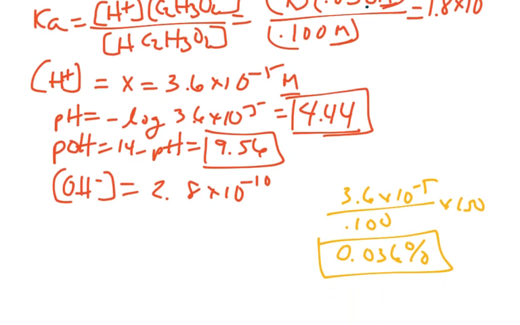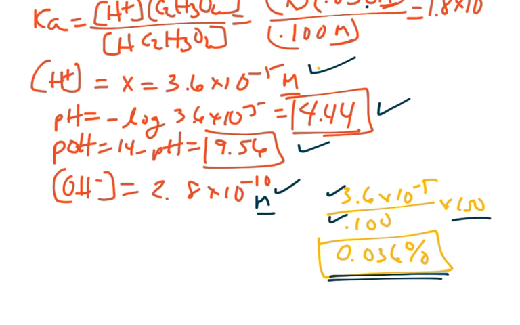So we've gone through and done our calculations, and we found out that the H plus was 3.6 times 10 to the minus 5. Therefore, the pH is the negative log of that, 4.44. Subtract from 14 to get the pOH, 9.56. We can use the pOH to calculate our OH minus concentration, 2.8 times 10 to the minus 10. And then we can do our percent dissociation, taking x over the initial value times 100, and it's 0.036.